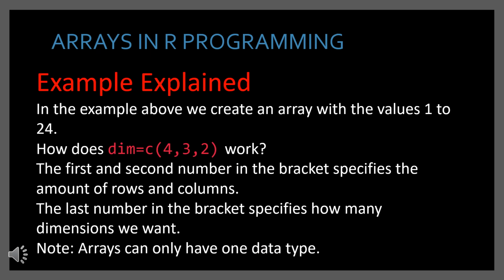The example explains the same thing I explained above. In the brackets, the first and second numbers are the number of rows and columns, and the last number specifies the dimensions we want. An array can have only one data type. The data type is numeric here, but we can also use other types.